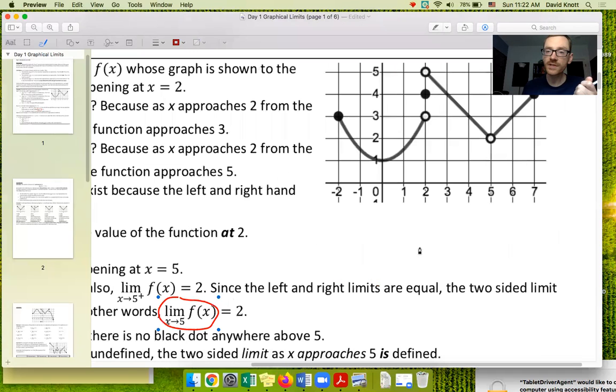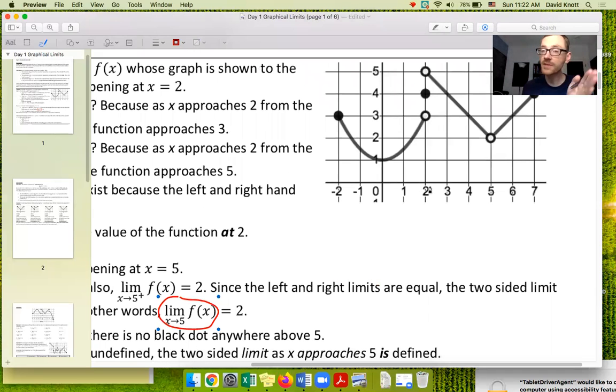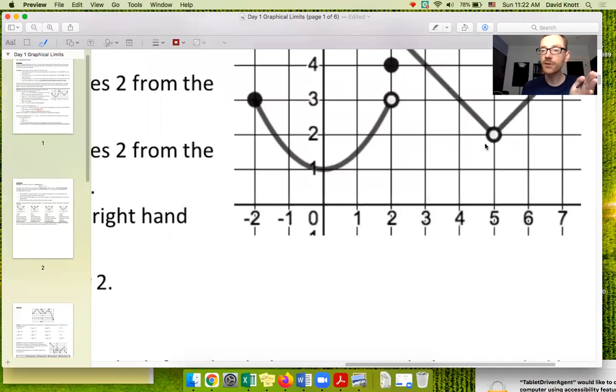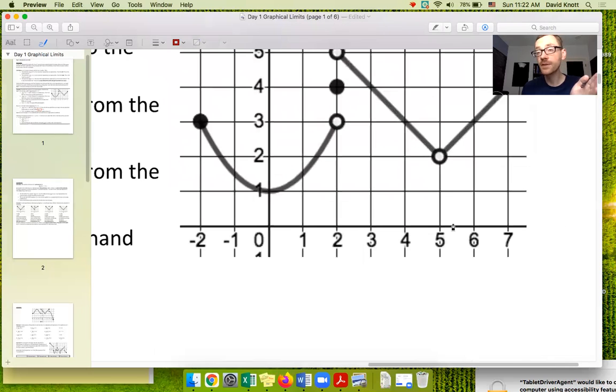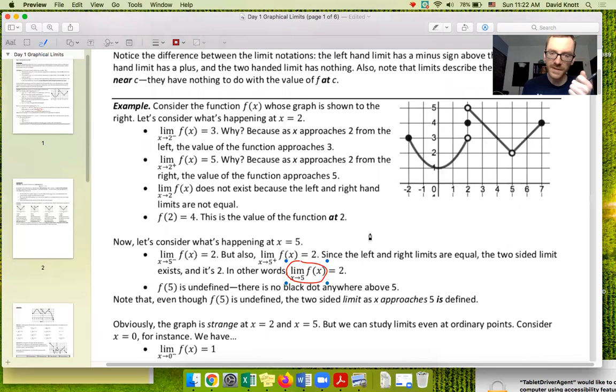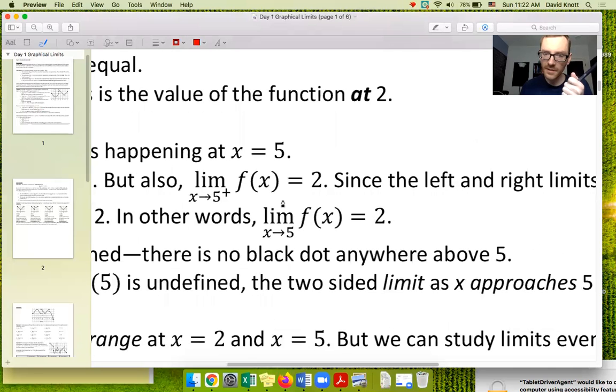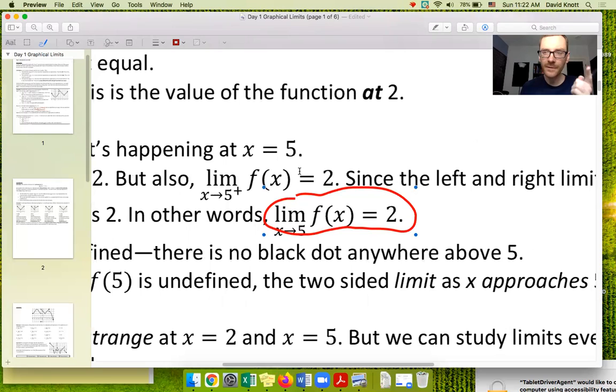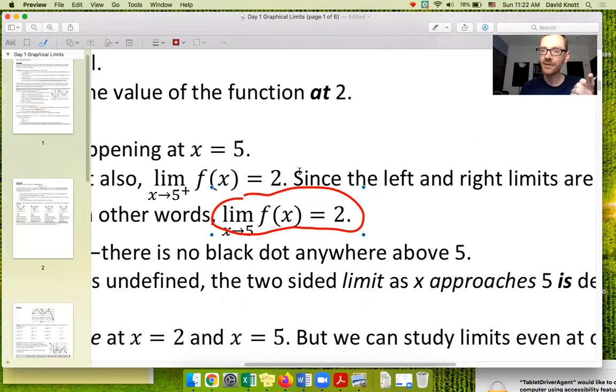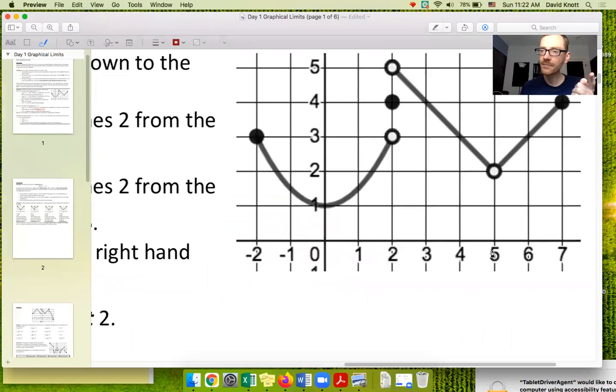So remember in this previous example at x equals 2, the two-handed limit didn't exist because the left and right hand limits were approaching 2 different values. But over here at 5, the two-handed limit does exist because the left and right hand limits are approaching the same value. Now, what's interesting here is that although the two-handed limit is defined, it's just equal to 2, right? The two-handed limit is defined. However, the function itself is not defined at 5. There is no value because there's simply an empty dot here.